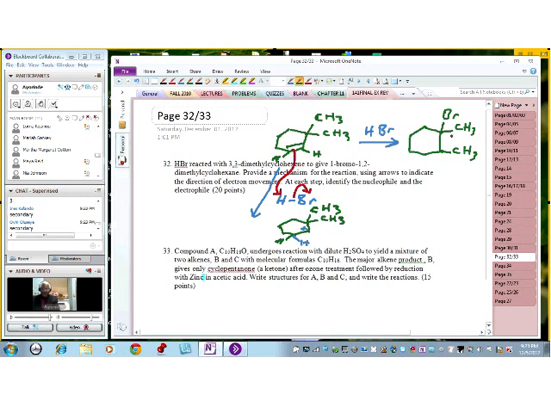Now, this is where we want to go. What do you think will happen? What do you think will happen now? Because this is where we want to go. By the way, the bromide is also here somewhere.